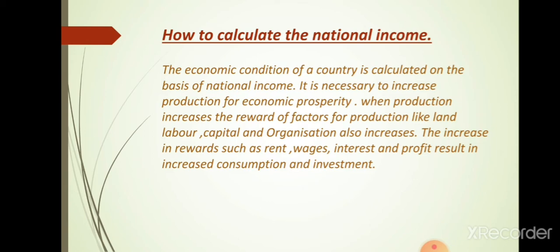For land, we are getting rent as the reward. For labor, we are getting wages or salaries as reward. For capital, we are getting interest as the reward. And for the organization or entrepreneur, we are getting profit as the reward. All these are the national income. The sum total of these incomes that are received as rent, wages, interest, and profit is known as the national income of the country.